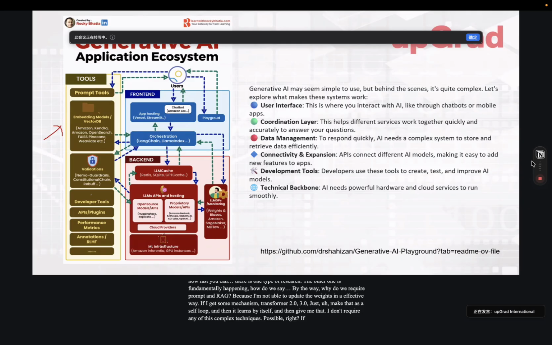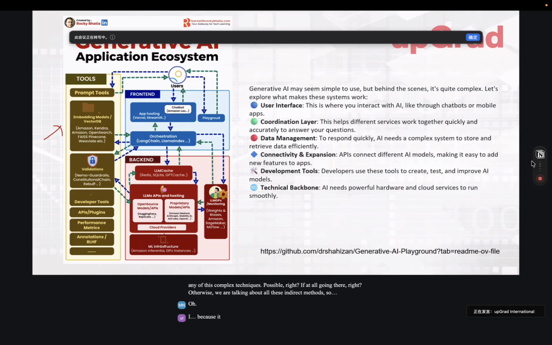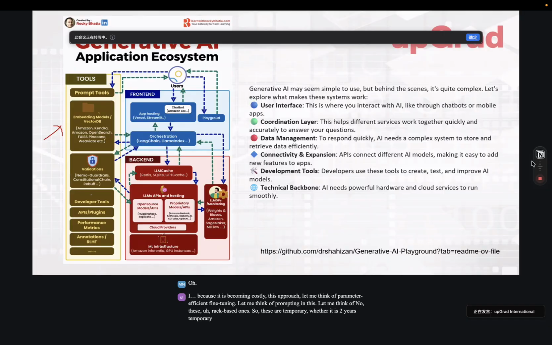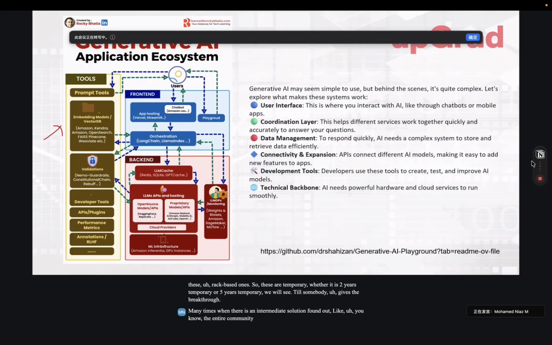If it is all going there, otherwise we are talking about all these indirect methods. Because this approach is becoming costly, let me think of parameter efficient fine tuning, let me think of prompting, let me think of these RAG based ones. So these are temporary. Whether 2 years temporary or 5 years temporary, we will see till somebody gives the breakthrough. Many times when an intermediate solution is found, the entire community sits there. Exactly, that happens.